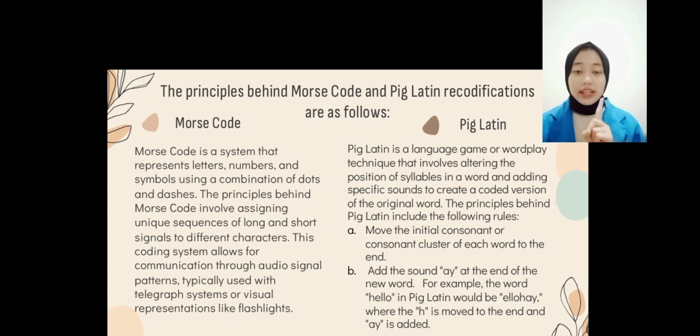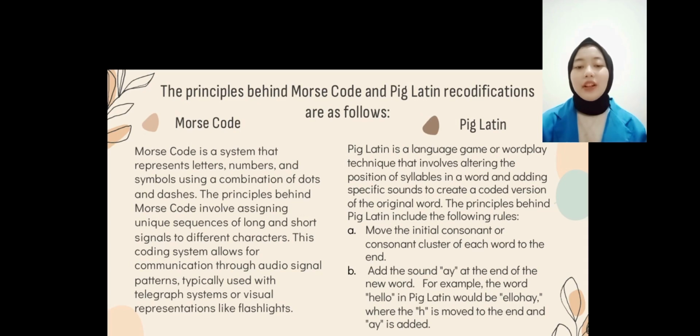Move the initial consonant or consonant cluster of each word to the end. Add the sound a at the end of the new word. For example, the word hello in Big Latin would be elohe, where the h is moved to the end and a is added. The purpose of Big Latin is to create a secret language or code among friends or groups, making it harder for others to understand the conversations.